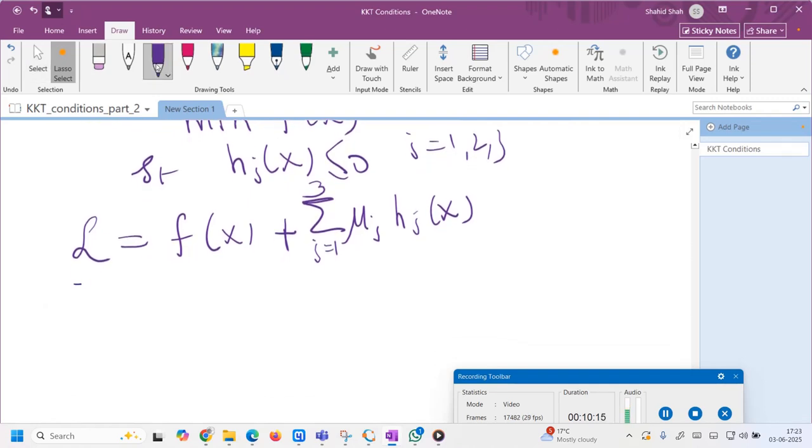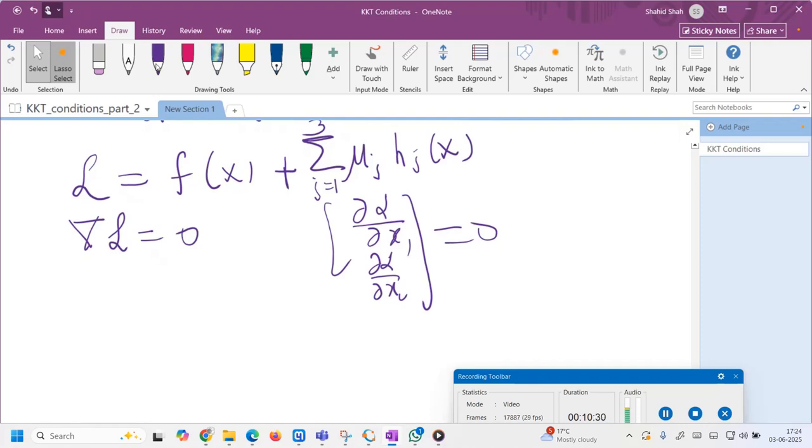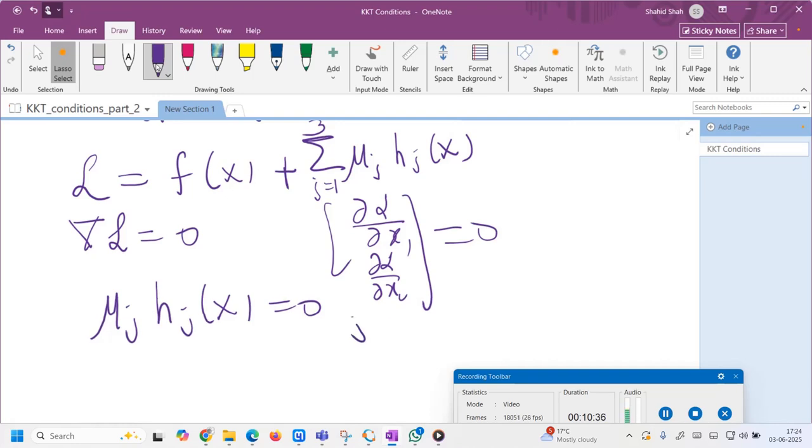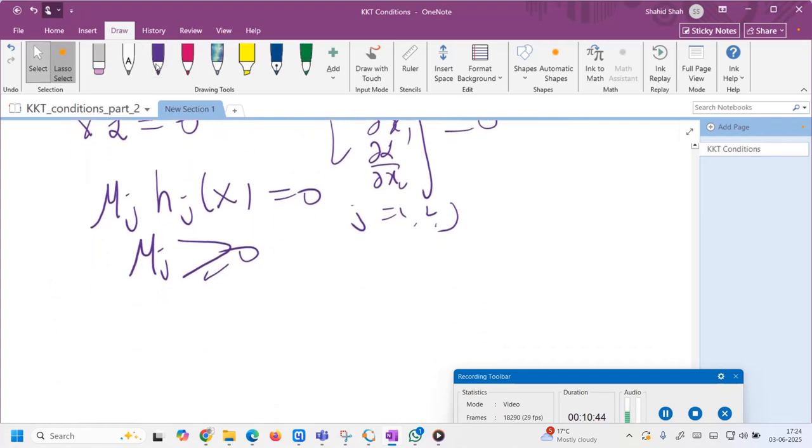For the solution, so first of all, the gradient of L equal to 0. That is del L upon del x1, del L upon del x2 should be equal to 0. This is one set of equations. The other thing is mu j h j of x equals 0 for all j is equal to 1, 2 and 3, and mu j is greater than or equal to 0. Fine. Let's now try to solve this one by one.